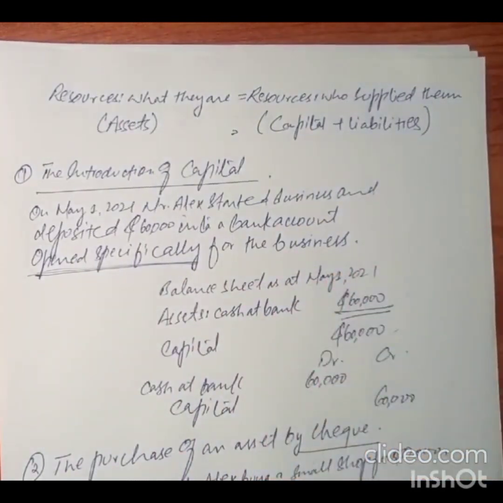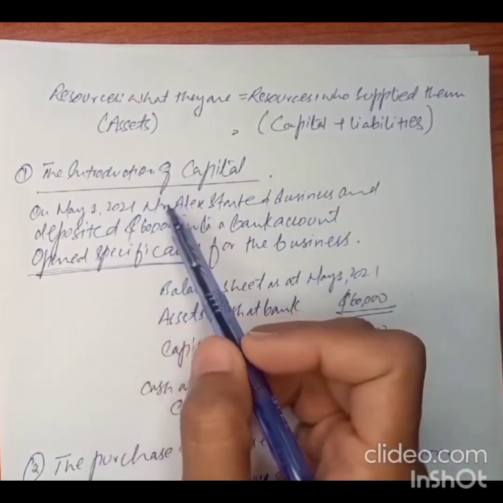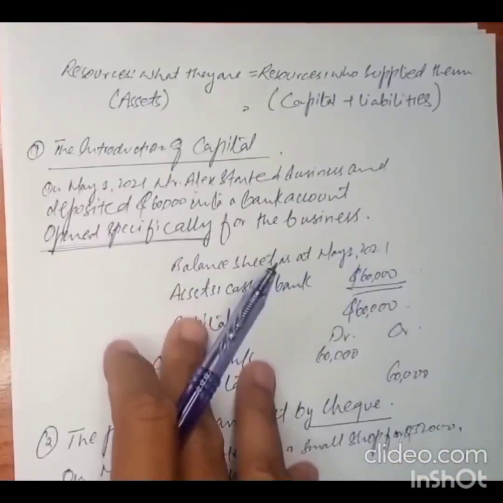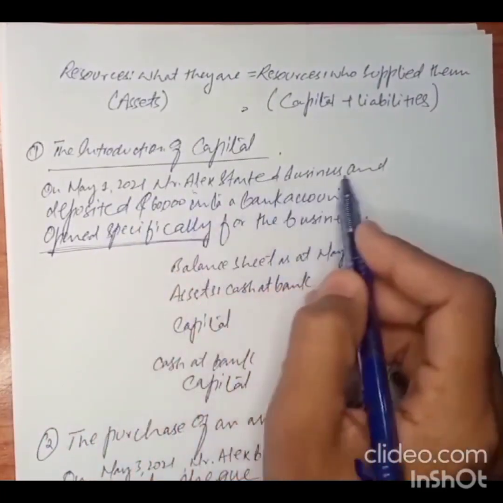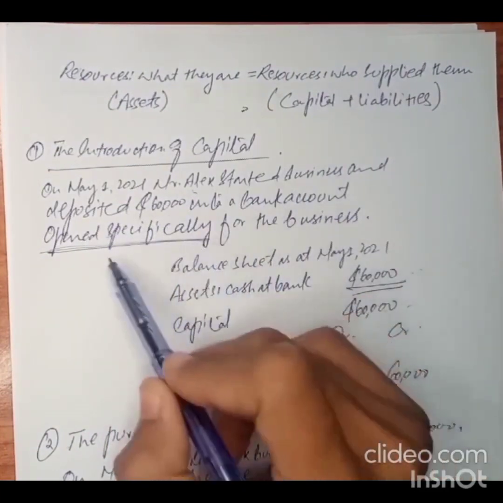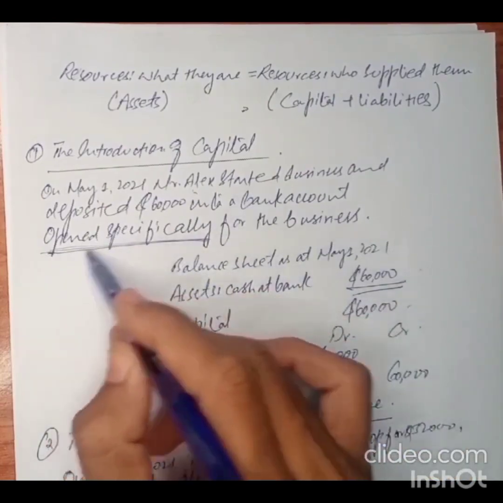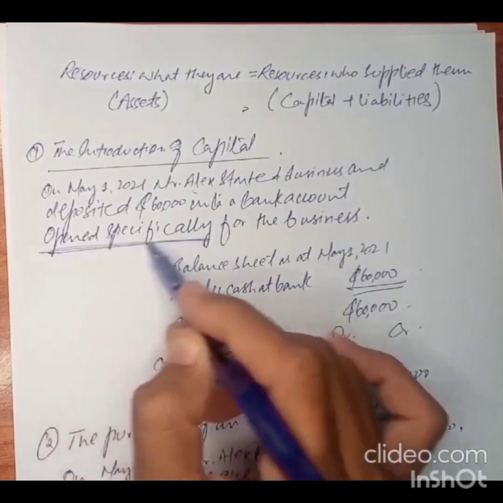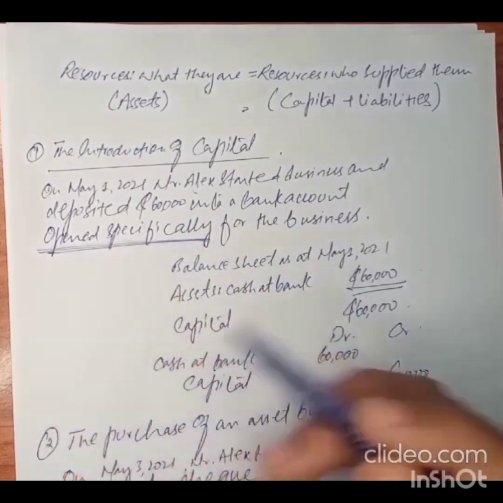Whenever somebody starts a business, we need to create a few transactions based on the business. So there must be the introduction of capital in the business. Let's say on May 1st 2021, Mr. Alex started business and deposited $60,000 into a bank account opened specifically for the business. So here we use the term opened specifically. That means he used it only for business purposes, not for personal use.